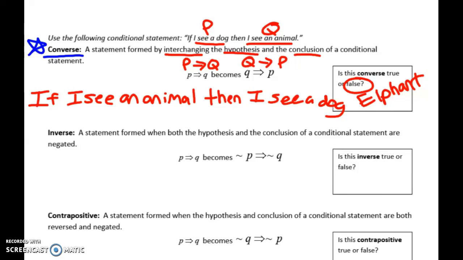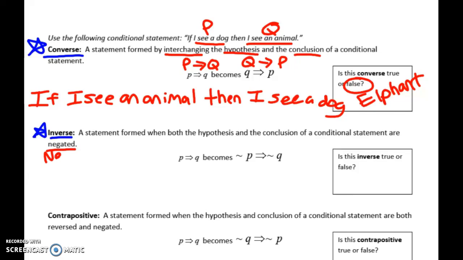So, continuing on, we have inverse. When you think of the word inverse, what do you think of? Invert, right? So you think of opposite. So we have this new word right here. Let's read it. For inverse, it says, a statement formed when both the hypothesis and the conclusion of a conditional statement are negated. So that's a new word, right?